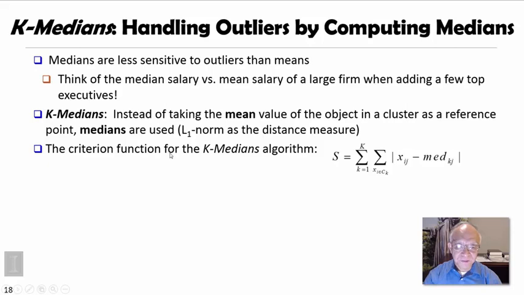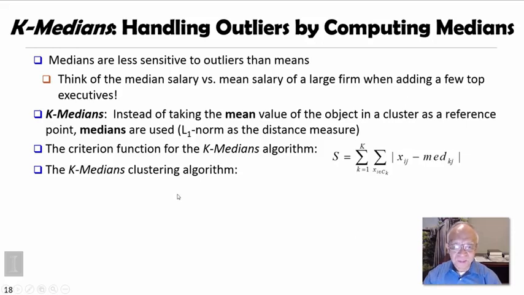The criterion function for the k-median algorithm is written as this. Essentially, the total sum goes over k from 1 to the number of clusters K. And for each cluster, for the objects in the cluster, you look at the difference and take the absolute value of their distance to the median.